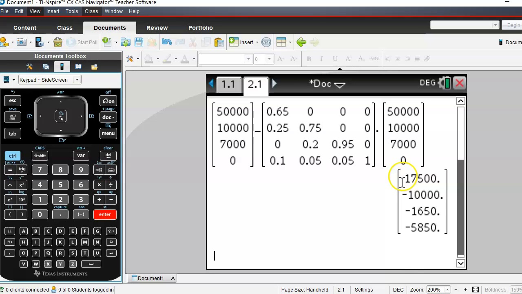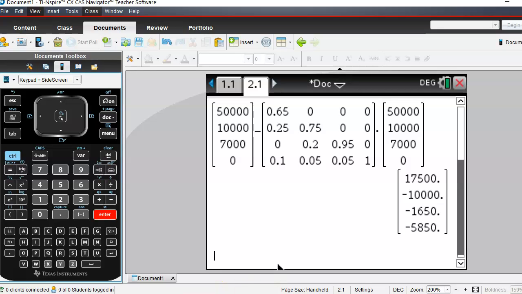So young, 17,500, juvenile, negative 10,000, adult, negative 1,650, and dead, negative 5,850. Now, what does it mean if it's negative? That means it's being taken out of the system. So, literally taking out all the dead ones. These 10,000 is what you'd be selling. And here that one's positive because you've added it to the system. You've bought them and added them to your system.